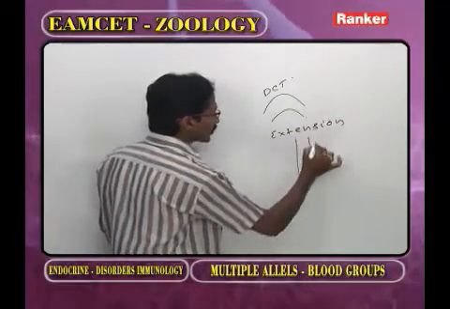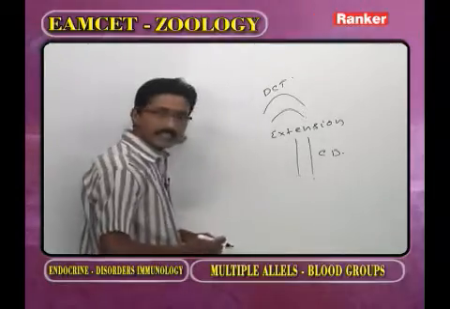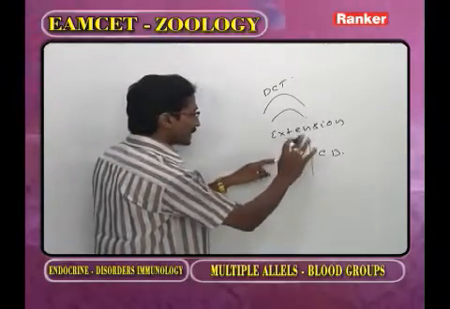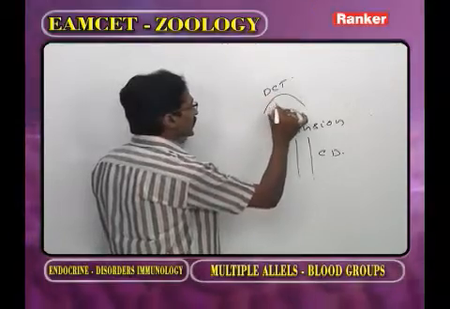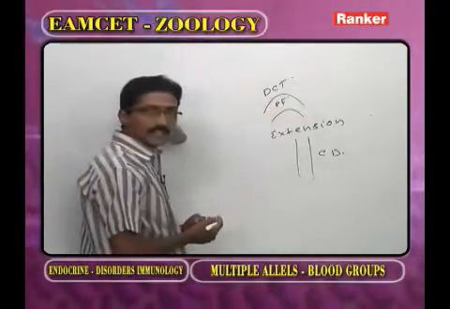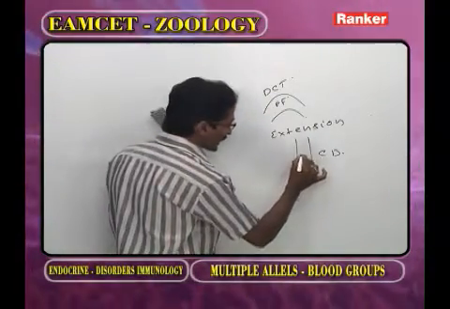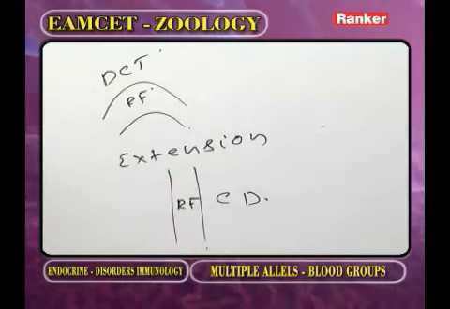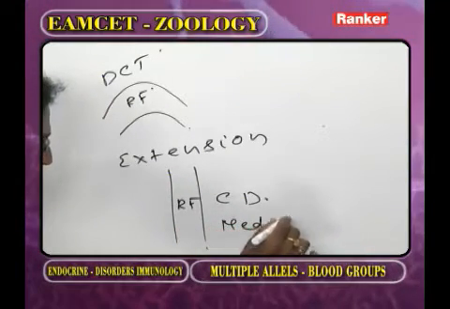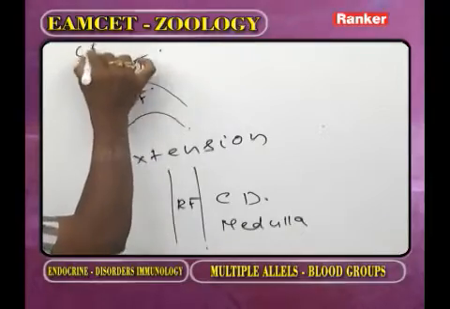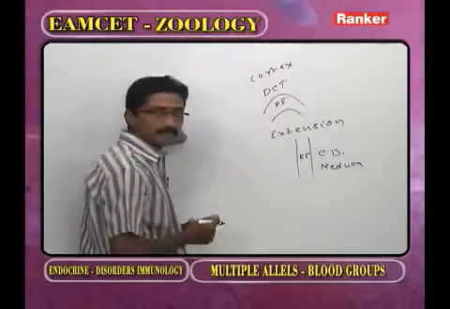The extension of the nephron, that we call the collecting duct. The collecting duct is not part of the nephron. In the distal convoluted tubule, what is present? The renal fluid. In the collecting duct also, the renal fluid is present. The collecting duct is present in the medulla and the DCT is present in the cortex.